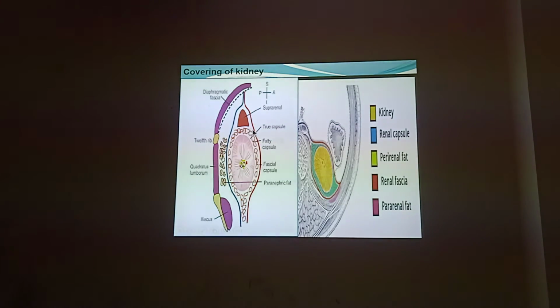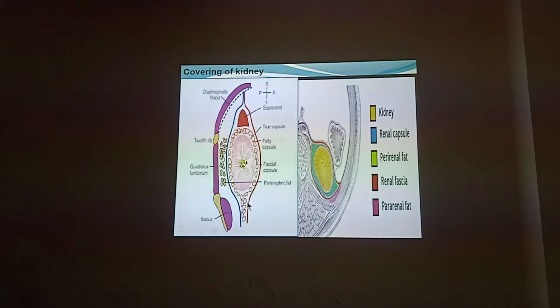Both laminae first approximate with each other at the upper pole of kidney, and then they again bifurcate and enclose the suprarenal gland. Then they again assemble and form the conal fascia. This is what? Conal fascia, which is attached with the diaphragm. Here you can see, in purple color, this is the diaphragm, and here it is attached with the diaphragm. This is the reason why with the respiration kidney moves, because it is attached with the diaphragm with the conal fascia.